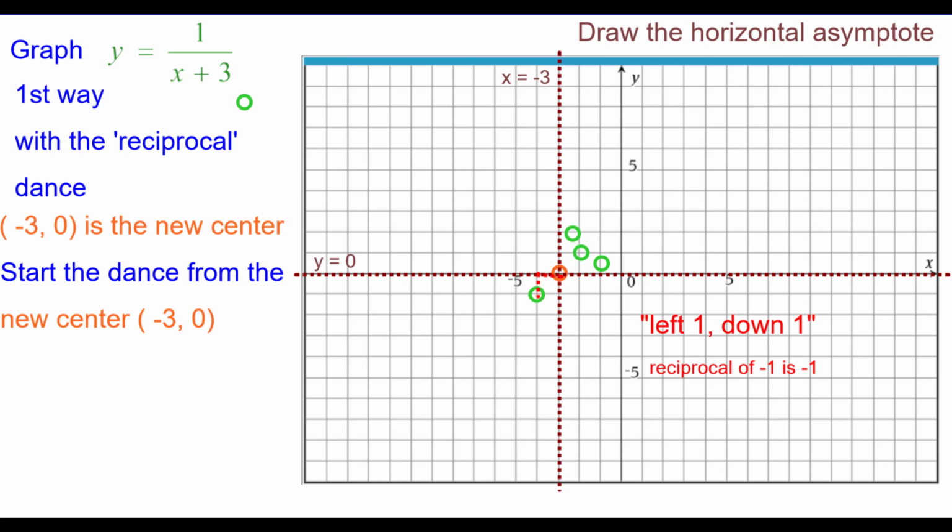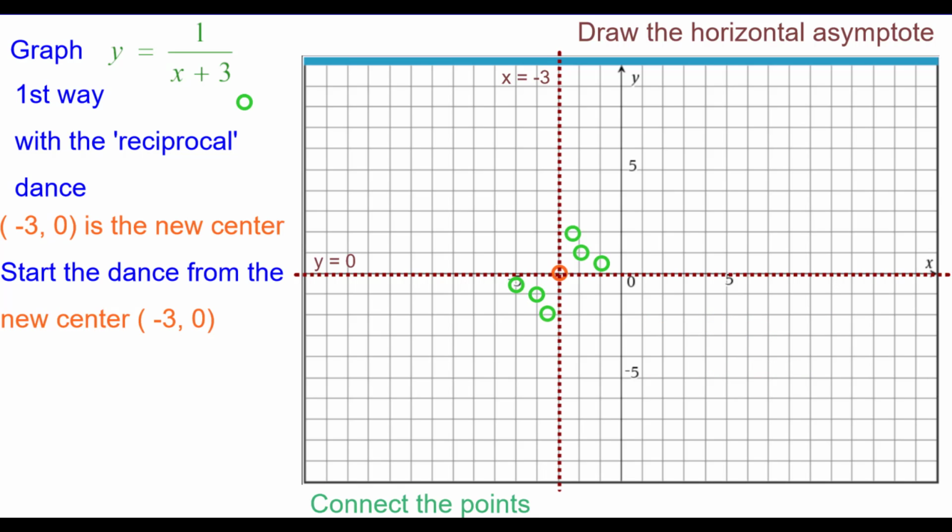Moving to the new third quadrant, left 1, down 1, the reciprocal of negative 1 is negative 1. Left 2, down a half, the reciprocal of negative 2 is negative a half. And left a half, down 2, the reciprocal of negative a half is negative 2.